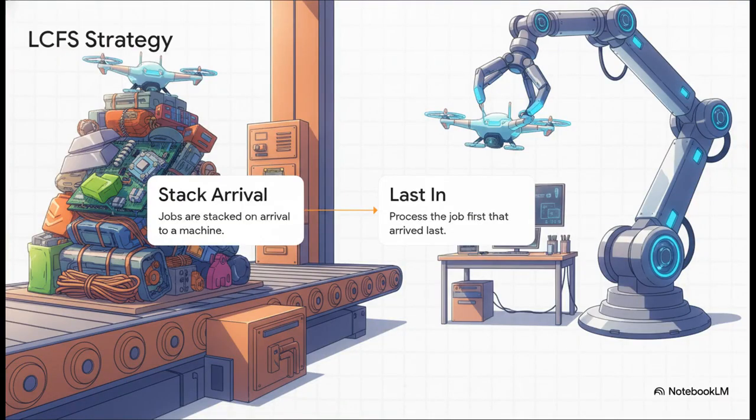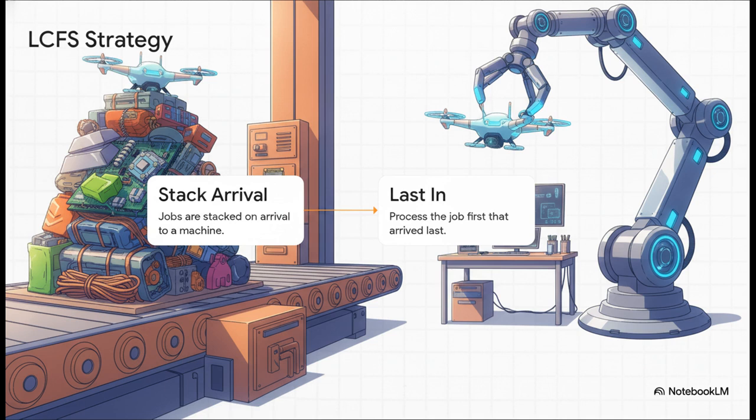Let's look at how this plays out physically. Imagine physical jobs stacked at a workstation. Using the last-come-first-serve sequencing rule, it is actually vastly more efficient to process the job that arrived last. Why? Simply because it's sitting right on top of the stack. Now, this rule, LCFS, sounds totally backwards if you're thinking about customer service at a coffee shop, where you'd always use first come, first serve.